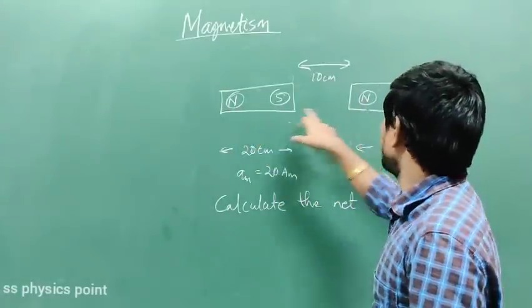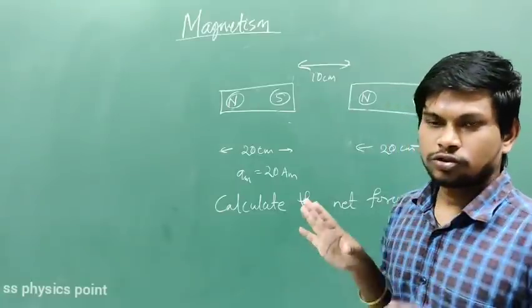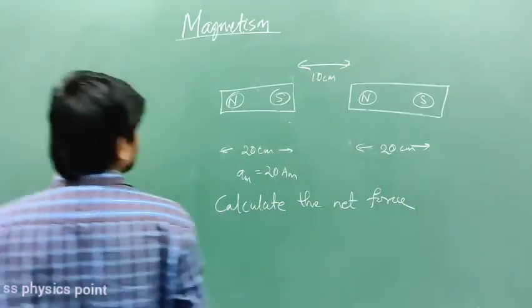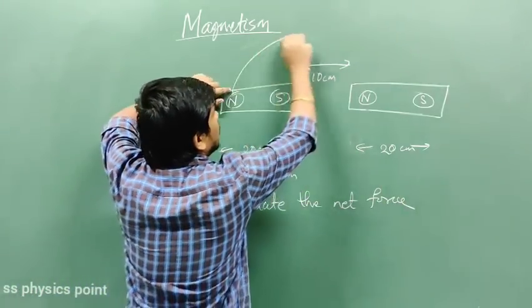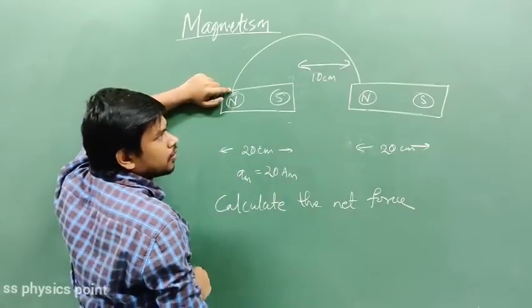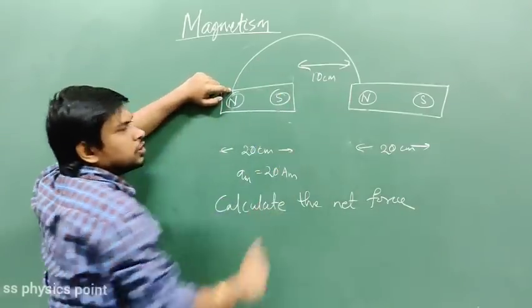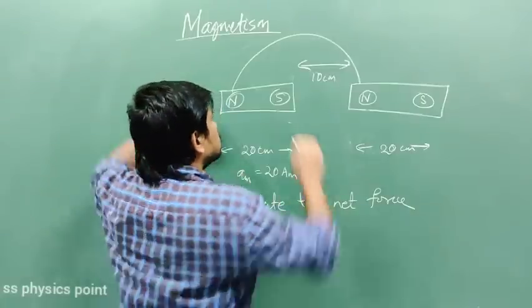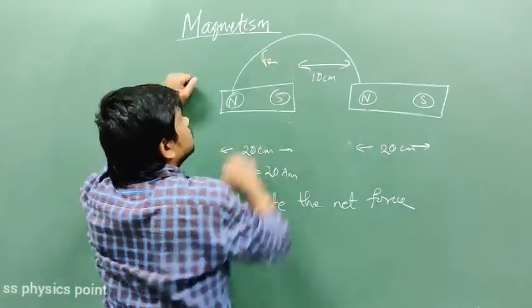2 north poles and 2 south poles. So you have to find all the forces. What you need to do first is find the force between this north pole and this north pole. This force will be a repulsive force, because north pole and north pole repel each other. So this force is F, the repulsive force.